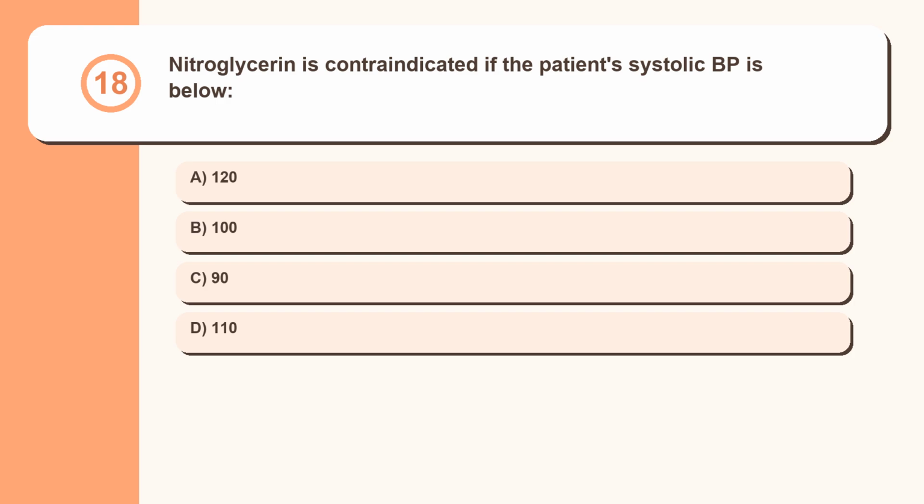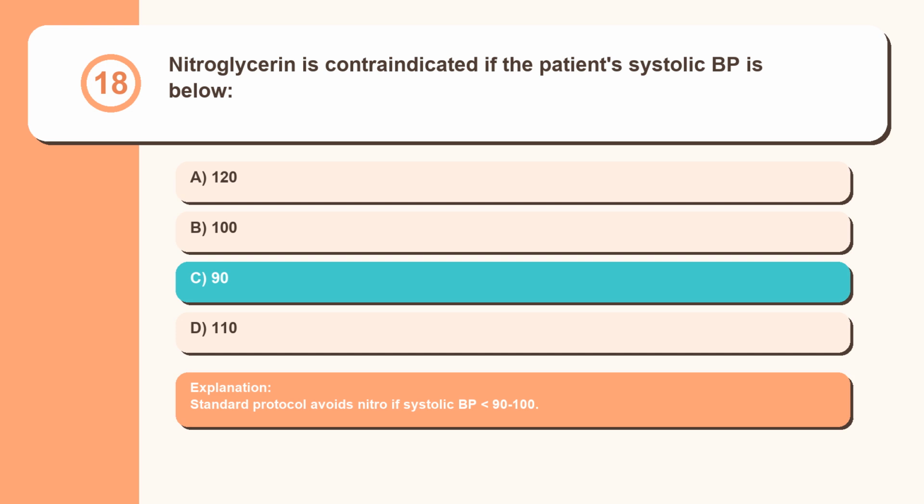Question 18. Nitroglycerin is contraindicated if the patient's systolic BP is below 120, 100, 90, 110. Standard protocol avoids nitro if systolic BP is 90 to 100.